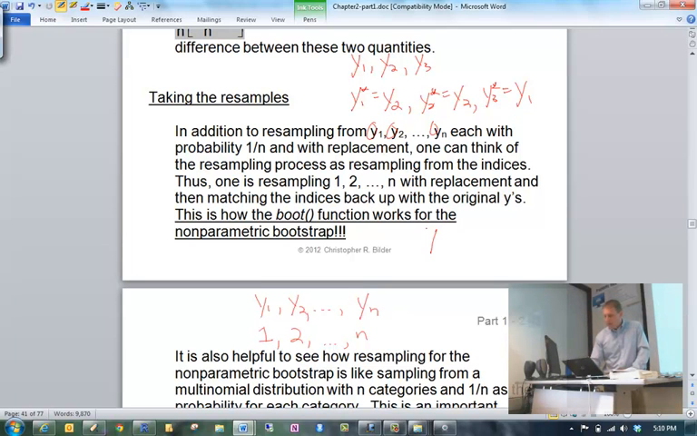In an R context, suppose your data is in Y. Then all you need to do is this. Put those indexes, combine them together in Y, basically. And then it allows Y to pull out Y2, Y2, Y1. And that's how the boot function works. It actually resamples the indices, or maybe I should say samples the indices, rather than physically actually sampling the Ys.